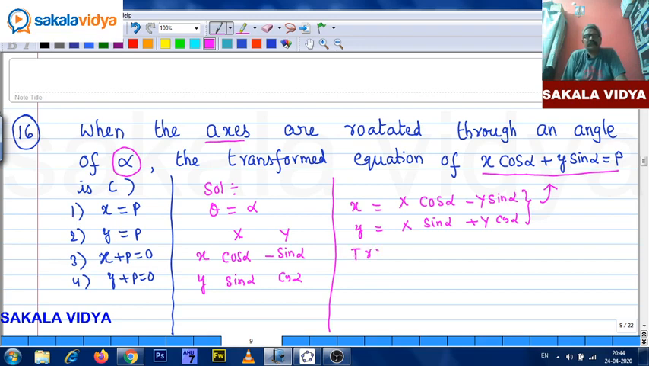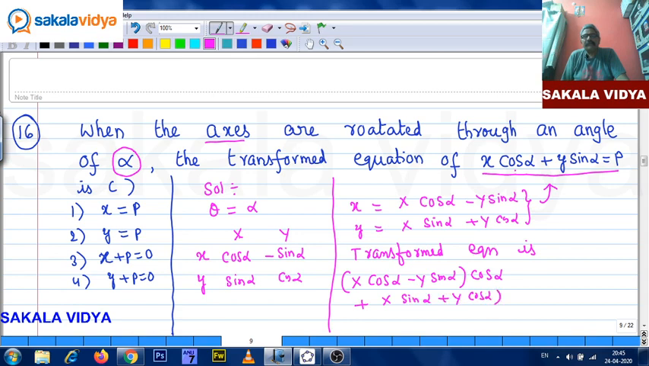Now the transformed equation is: cos alpha into small x, this value, capital X cos alpha minus capital Y sin alpha, into cos alpha, plus in the place of y, capital X sin alpha plus capital Y cos alpha, into sin alpha, equal to p.